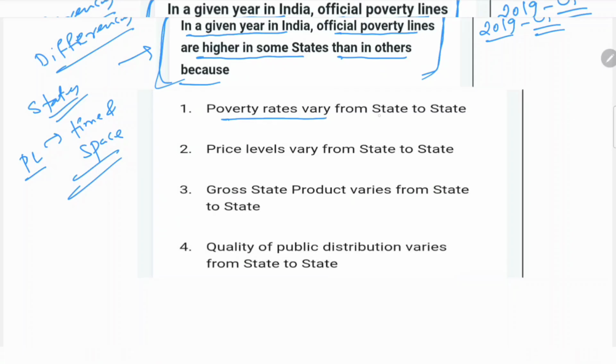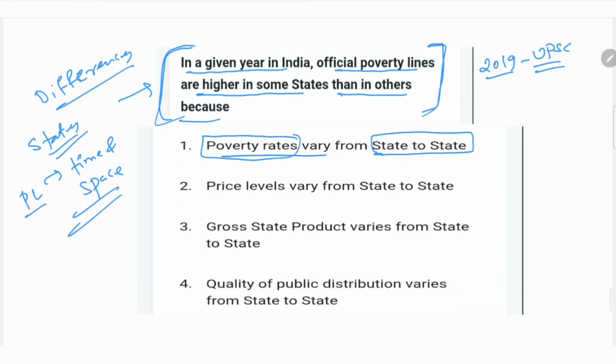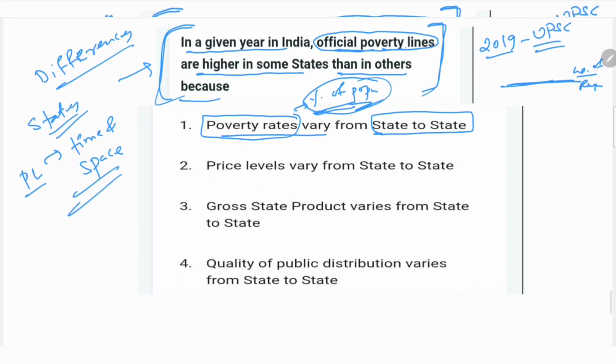Poverty rates vary from state to state. Poverty rates mean the percentage of population. Is there any link between the poverty line and the rate of poverty? There is nothing like that, because the poverty line is nothing but a number in rupees, which is not related to the percentage of population. Now come to the second one, price levels vary from state to state.